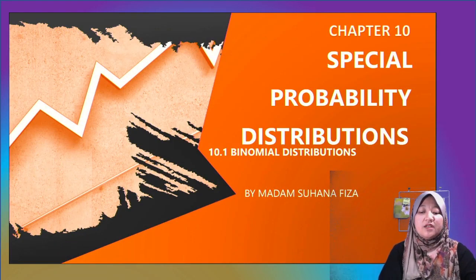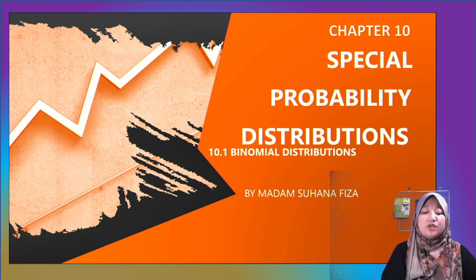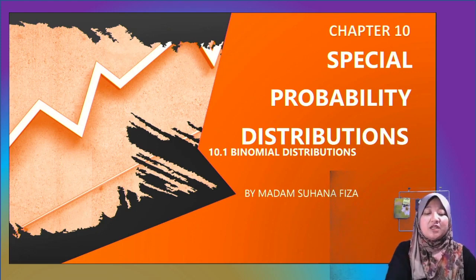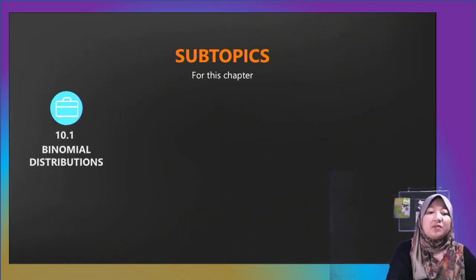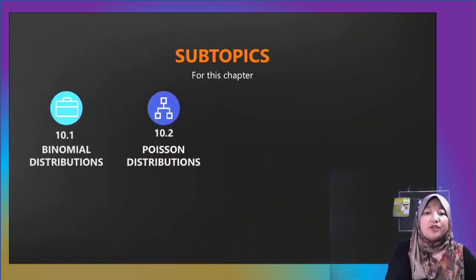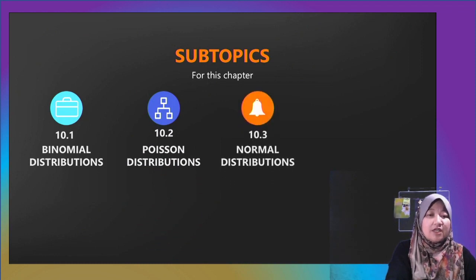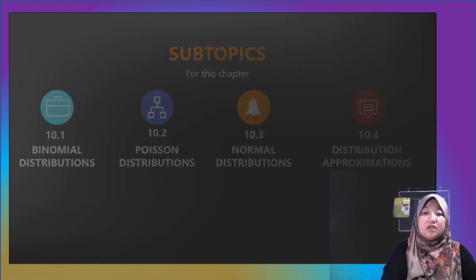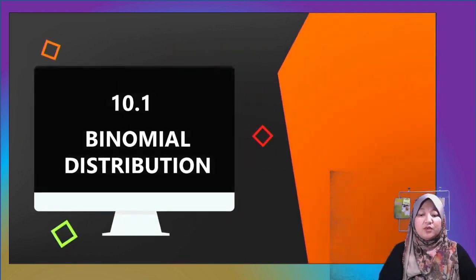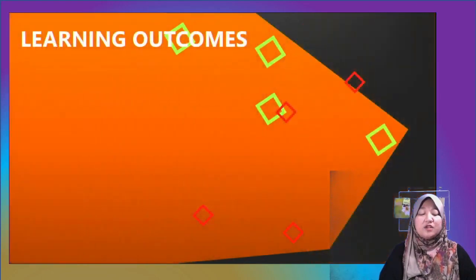So, hari ini, today, my turn to share with you about Chapter 10, Special Probability Distribution. For this chapter, we have 4 subtopics: 10.1 Binomial Distribution, 10.2 Poisson Distribution, 10.3 Normal Distribution, and 10.4 Distribution Approximation. So today I will discuss with you about 10.1 Binomial Distribution.